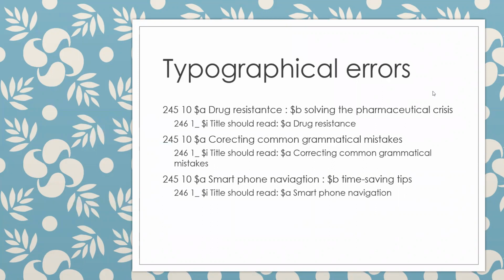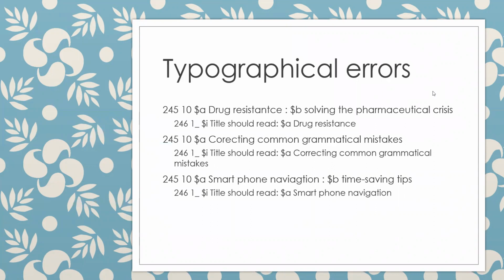We have a 245 10, subfield A, drug resistance, and notice that resistance is spelled incorrectly. And then we have space, colon, space, subfield B, solving the pharmaceutical crisis. So we're going to create that 246 1, second indicator blank, subfield I, title should read, colon, space, subfield A, drug resistance. We're going to spell resistance correctly this time.